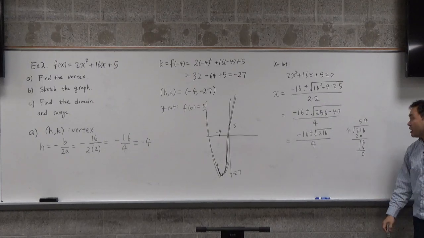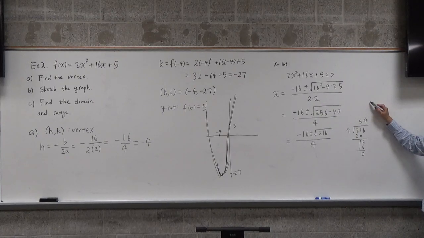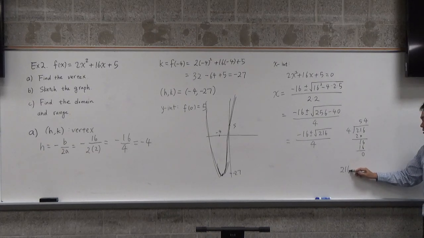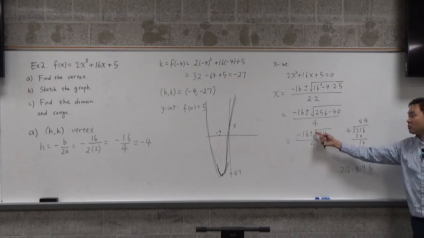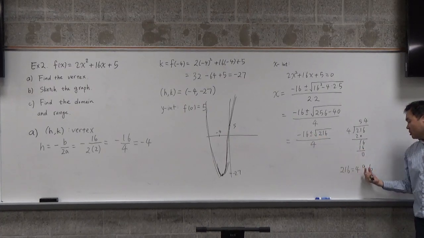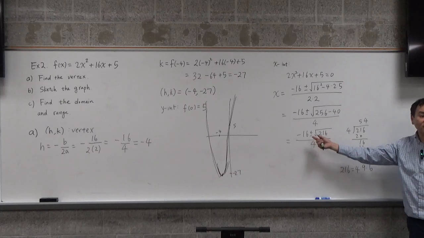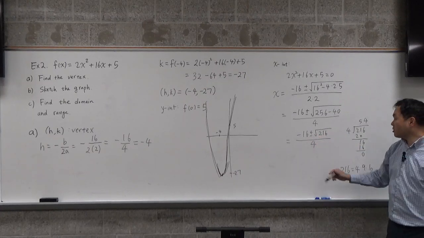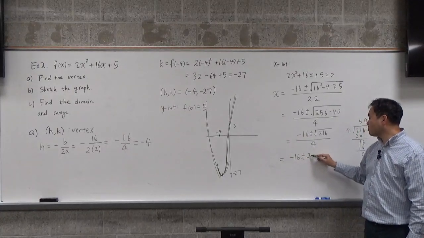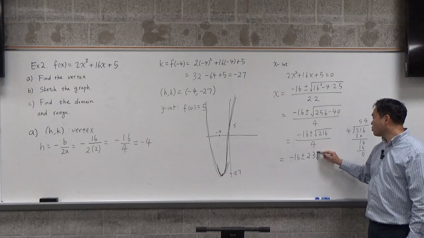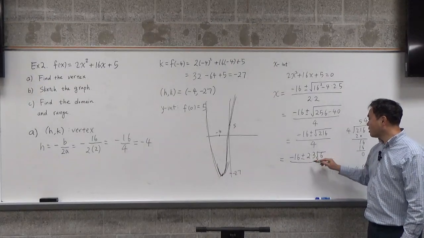Oh, but not only that, 54 is divisible by 9. It's 9 times 6, right? So 216 is 4 times 9 times 6. Because 4 and 9 are both square numbers, 4 would escape the square root as a 2, and 9 would escape the square root as 3. So you're going to get negative 16 plus or minus 2 times 3 times square root of 6 over 4.